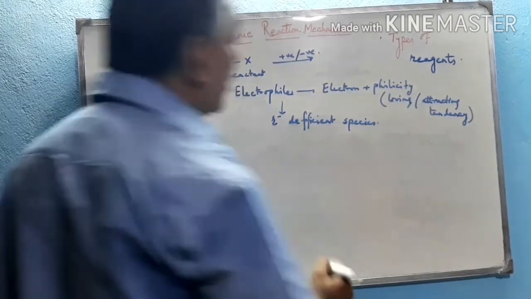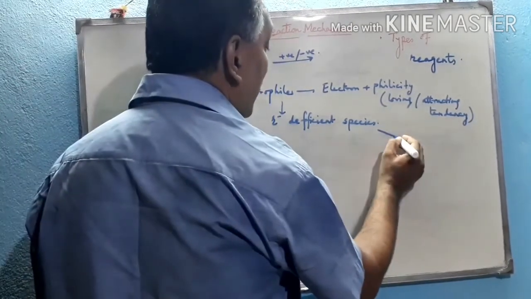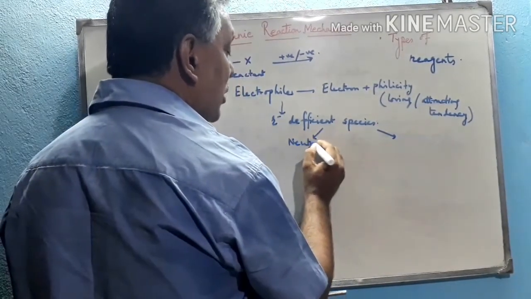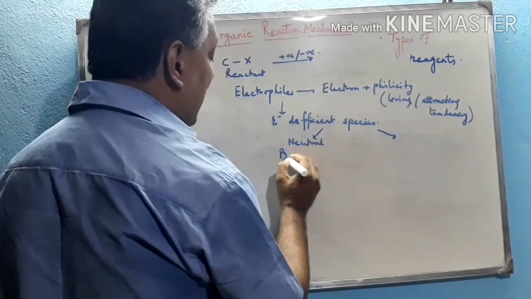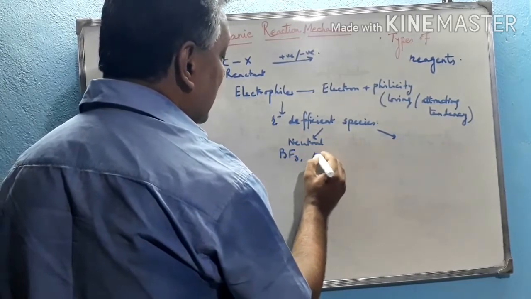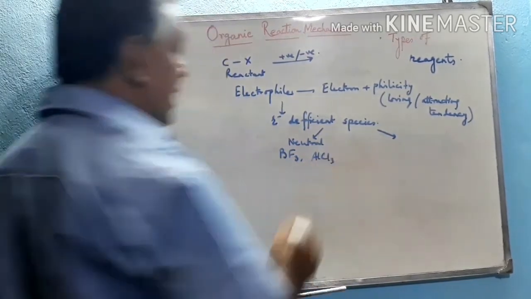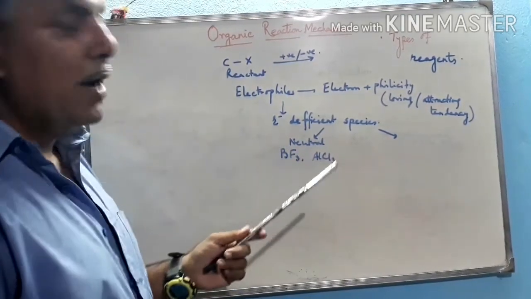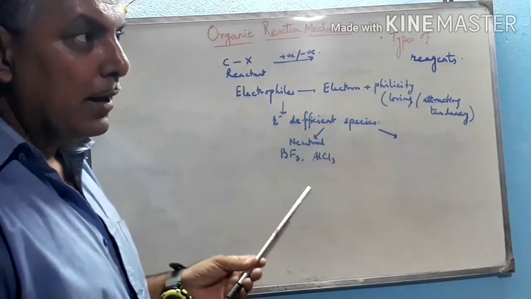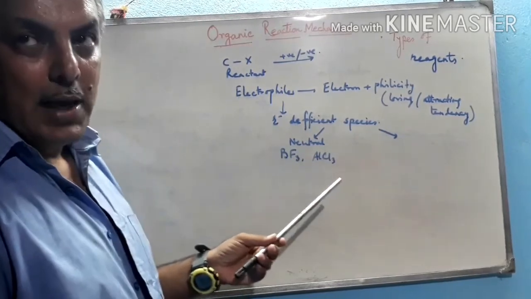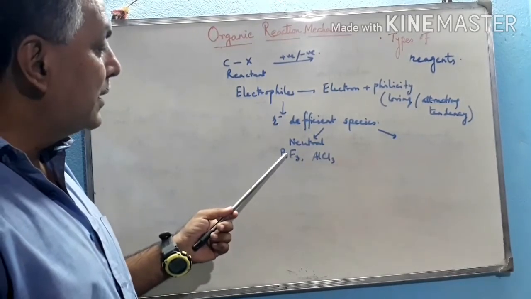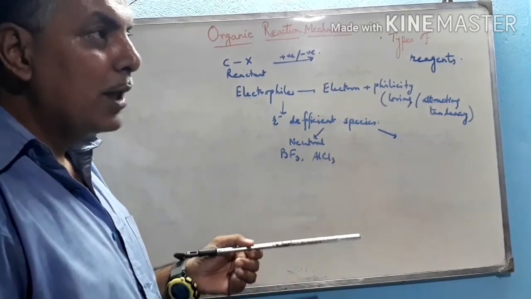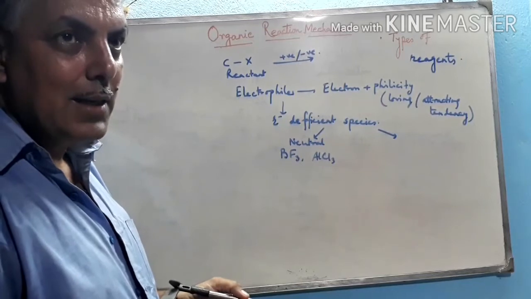Now, electron deficient species are again classified into two types. Number one, neutral but also electron deficient, like BF3, AlCl3. How do they become electron deficient? Because we know that boron and aluminium are elements of group 13, so the last shell contains 3 electrons. As they form bonds with 3 fluorine or 3 chlorine atoms through sharing pairs of electrons, they occupy 6 electrons in their valence shell, less than an octet.